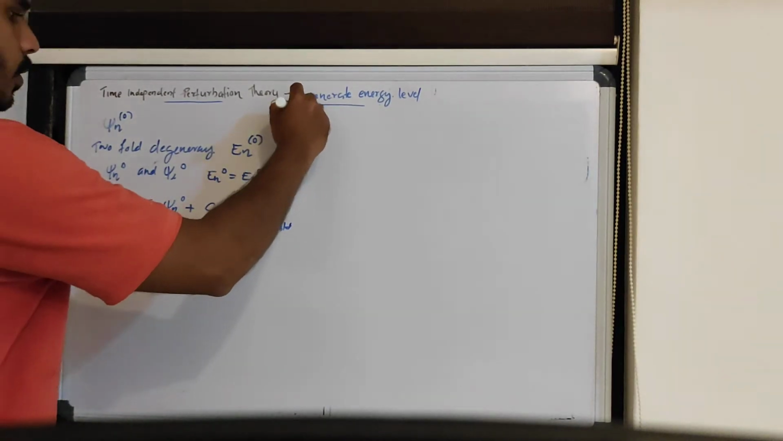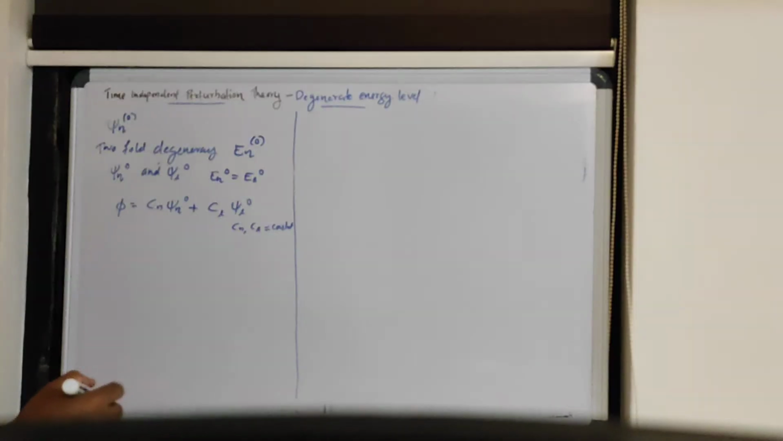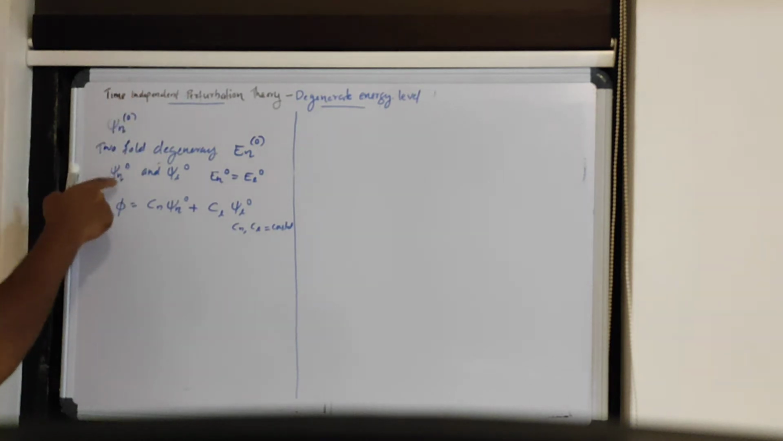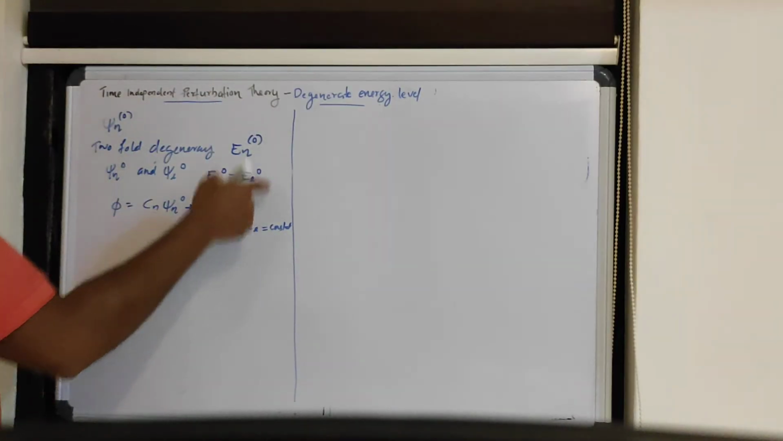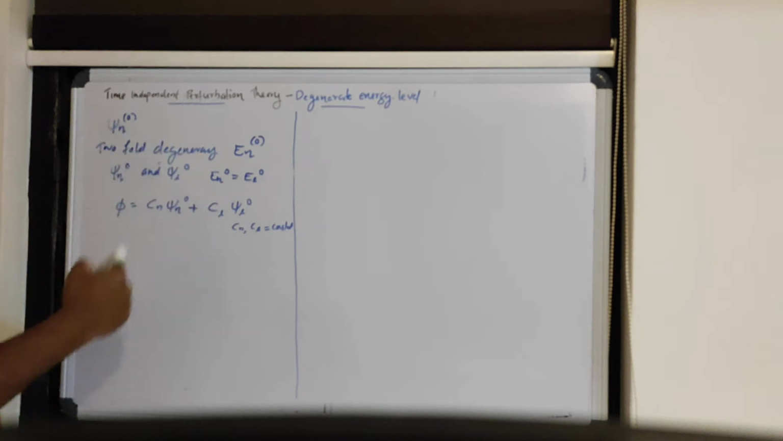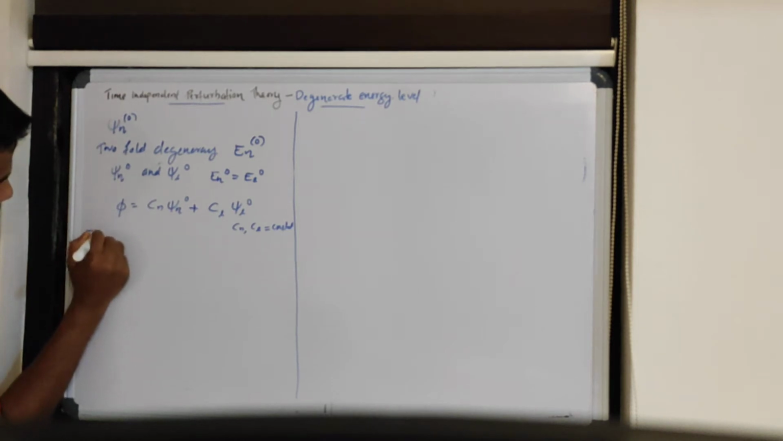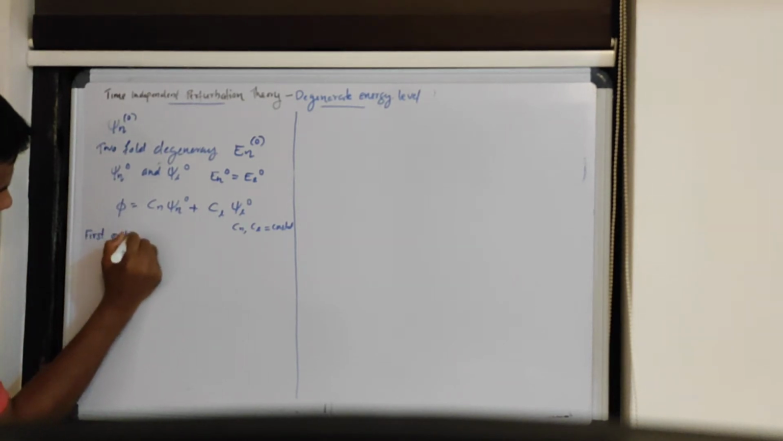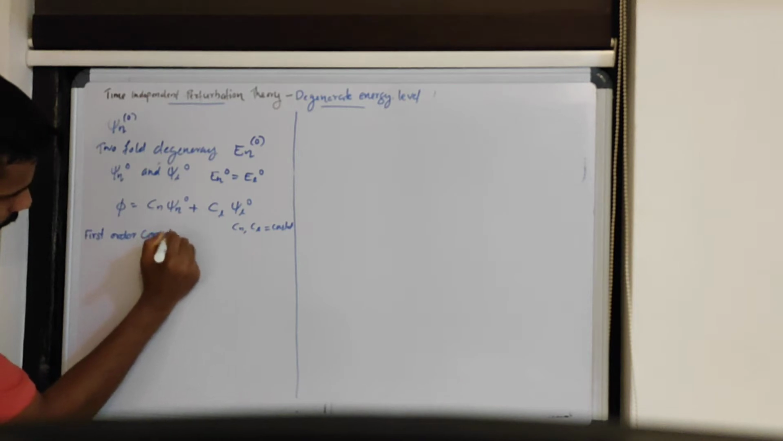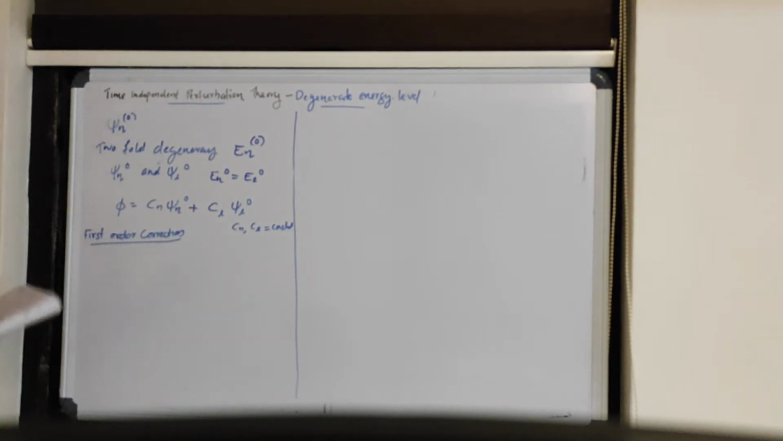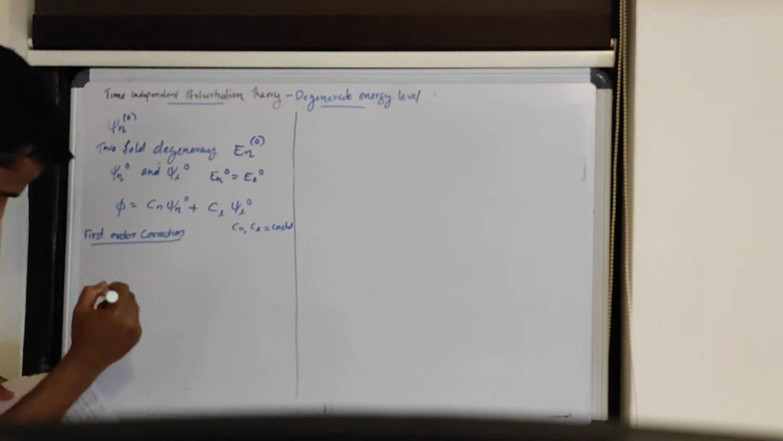And I consider time-independent perturbation theory for a system like this. So this is an example of twofold degeneracy. We need to find the first order correction, and I have a wave function here.